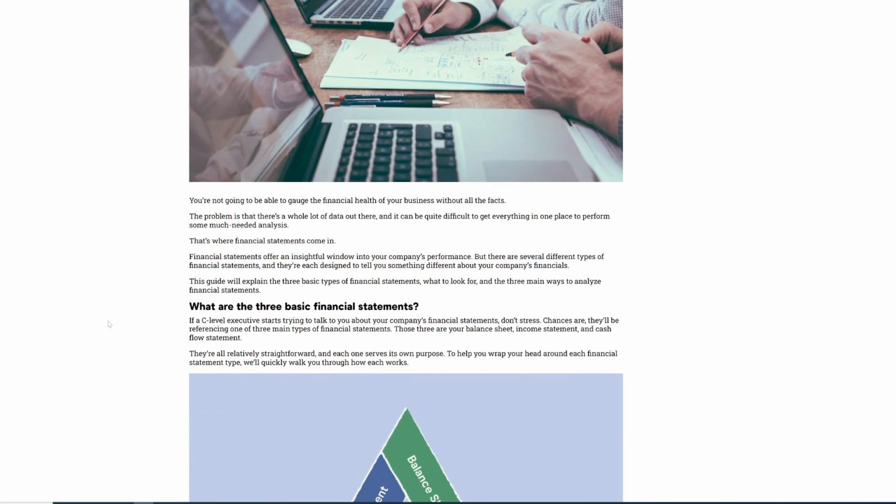You're not going to be able to gauge the financial health of your business without all the facts. The problem is there's a whole lot of data out there, and it can be difficult to get everything in one place to perform some much needed analysis. That's where financial statements come in. Financial statements offer an insightful window into your company's performance, but there are several types, and each type is designed to tell you something different about your company's financials.